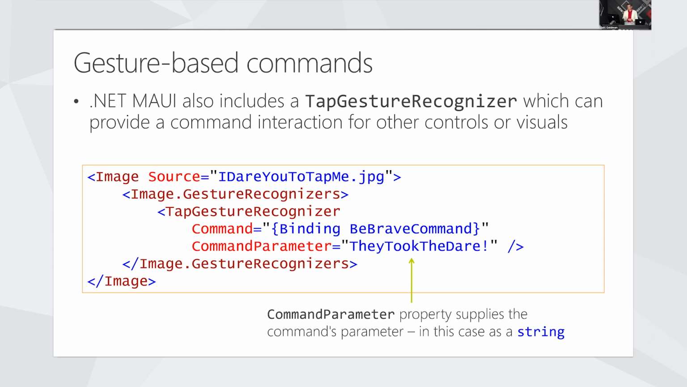The XAML here is also showing how you can bind to commands and add this behavior for controls that don't have a command property out of the box. So an image, for example, here doesn't have a command property, but we can simply add a gesture recognizer, specify that it's a tap gesture recognizer, and that tap gesture recognizer has the command property and the command parameter property that we can use.